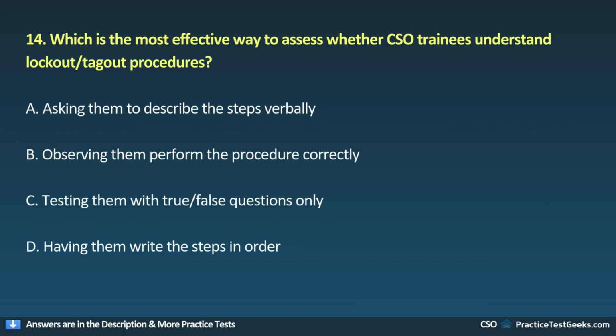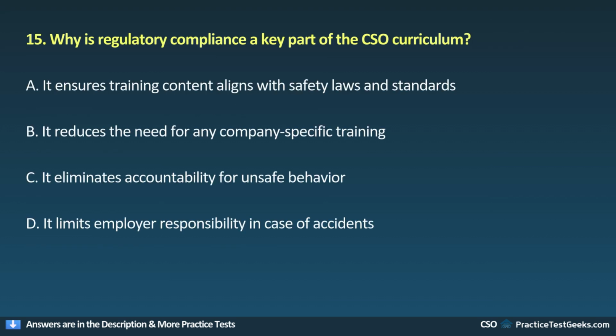14. Which is the most effective way to assess whether CSO trainees understand lockout-tagout procedures? A. Asking them to describe the steps verbally. B. Observing them perform the procedure correctly. C. Testing them with true-false questions only. D. Having them write the steps in order.